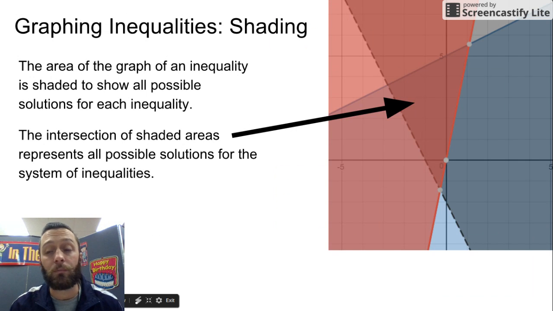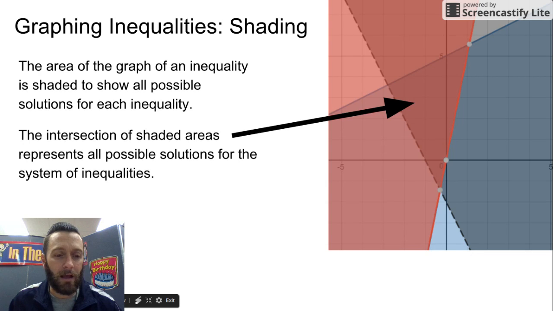So when we find the solution, you can see in this picture we've got three different inequalities. The solution is the intersection of all their shaded areas. You can see this reddish line is shading off to the left, blue is shaded to the bottom, and this black one looks like it's shaded up and to the right. So this triangle in the middle, that shaded area, represents all possible solutions for those three inequalities.